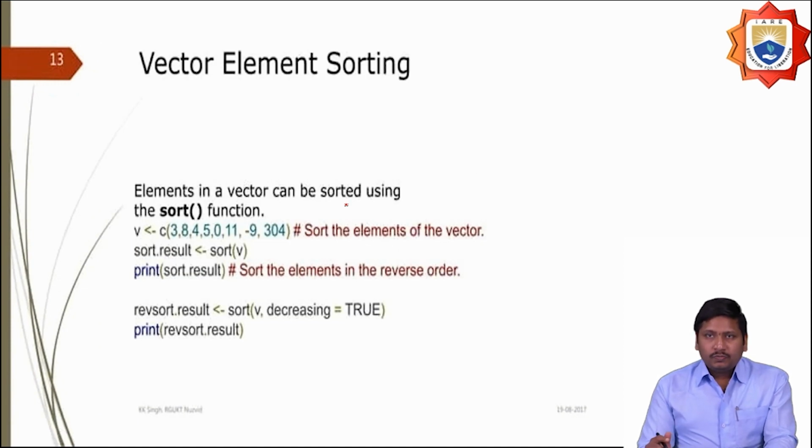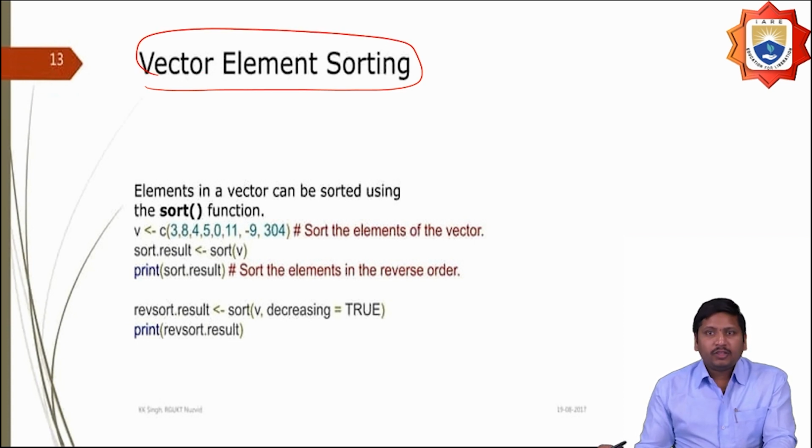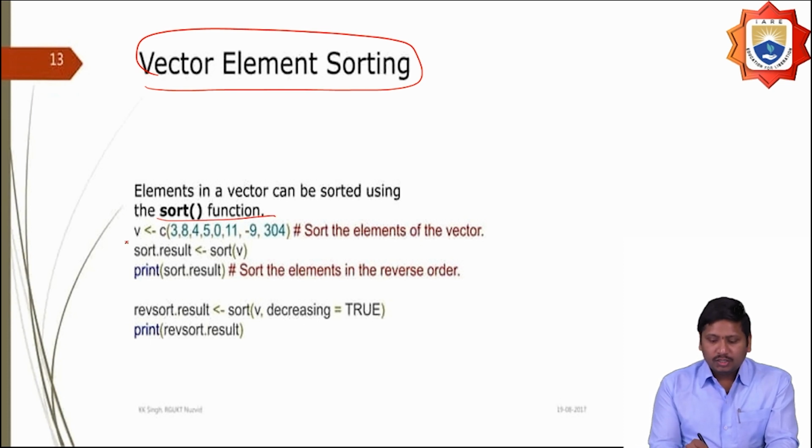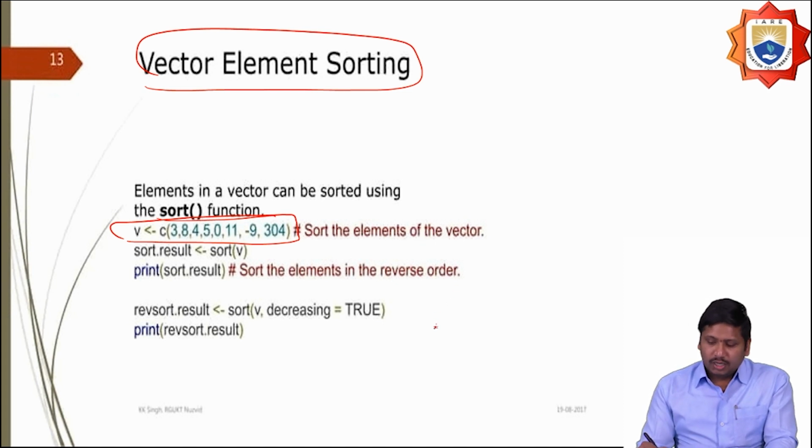So how are we going to sort the elements of the vector? For that we're going to have a method called the sort function. This is the vector I initially have, and I want to sort it in either ascending order or descending order.